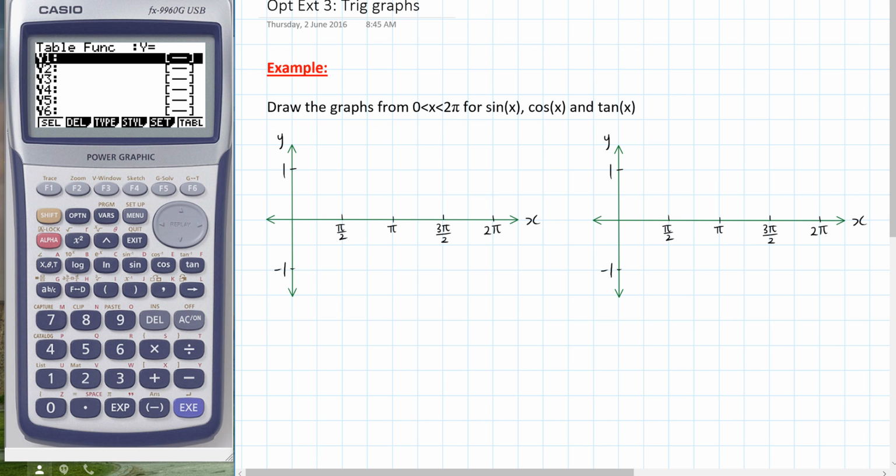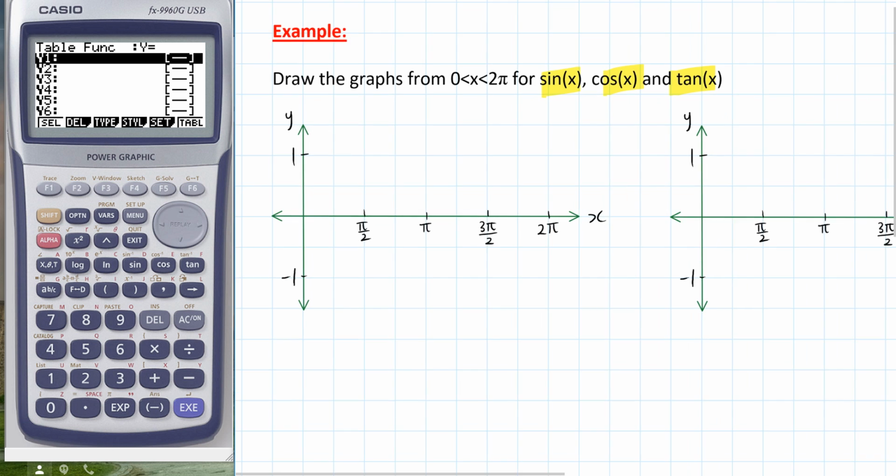Hi everyone. In this video we're looking at trig graphs, and we're going to look at the trig graphs for sin x, cos x and tan x. And we're looking at them in radians.